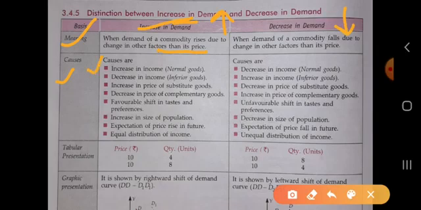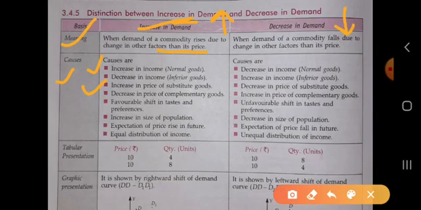When the consumer has an increase in income, then the consumer will prefer normal goods. And when there is a decrease in income, when the consumer has less income, he will shift to the inferior good, and the demand for the inferior good will also rise, so the curve is shifted to the rightward. Next is an increase in the price of the substitute good.